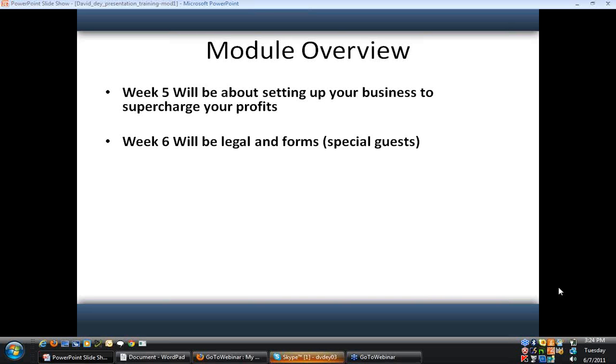Week 6 will be about legal forms and about the legal aspect of things. And yes, we're going to have some special guests, including an attorney, an SEC attorney, who is going to be assisting us and giving us details and points of interest that will help us know what areas to step through and what areas not to step through, what things you can do as a private money wholesaler and things that you can't do. And there are some specifics that we will go into details on.